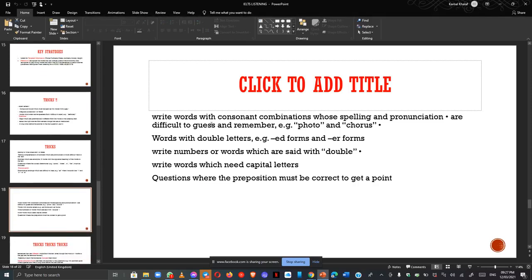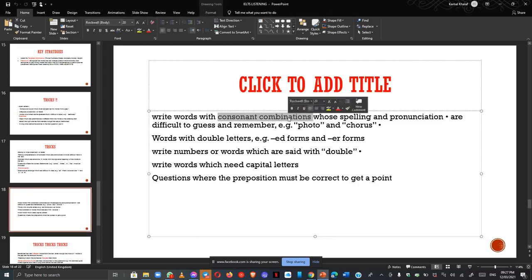Let's move on here. Again, here consonant combinations, right? Very important. Some words end in ed. In some cases, the ed is pronounced t sound. Very important to bear this in mind.